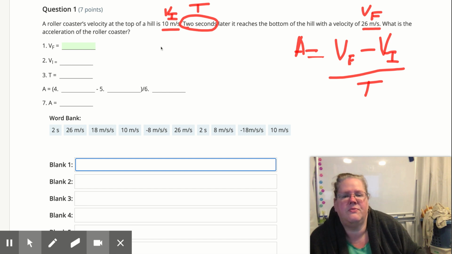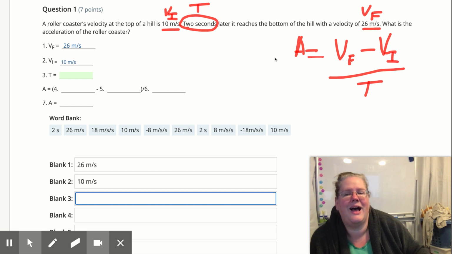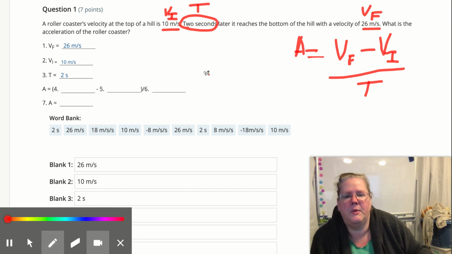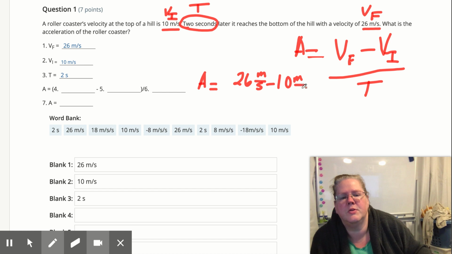All right, velocity final, because that's the first thing you have here, is 26 meters per second. My velocity initial is right here at 10 meters per second. My time was 2 seconds. So see, we filled all that in. So if I were going to write that now, I would have acceleration equals velocity final, 26 meters per second, minus 10 meters per second, divided by time, which was 2 seconds.